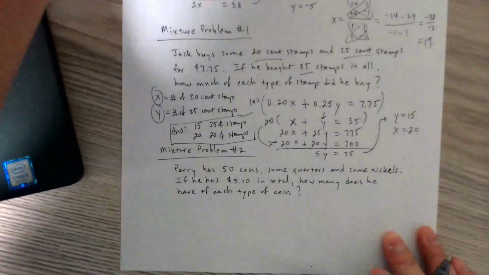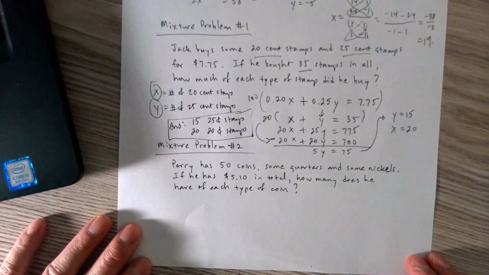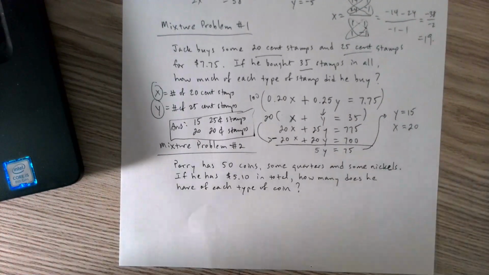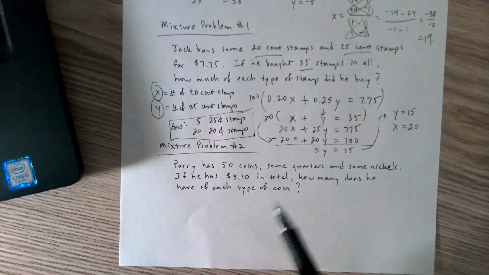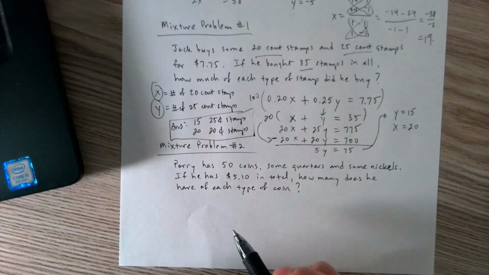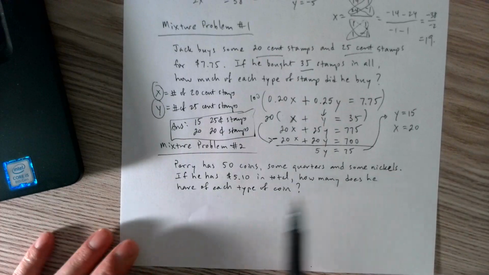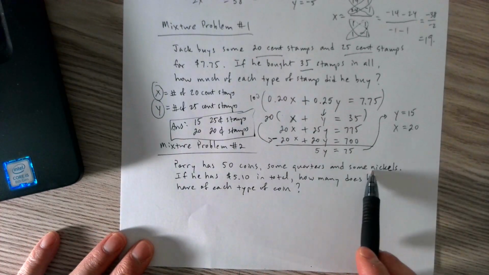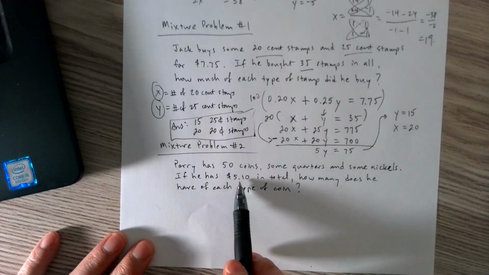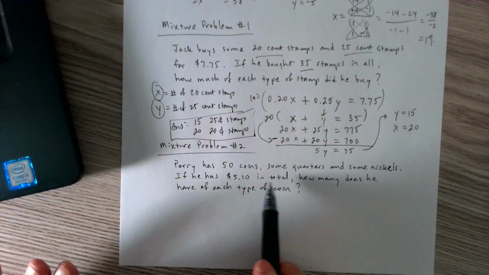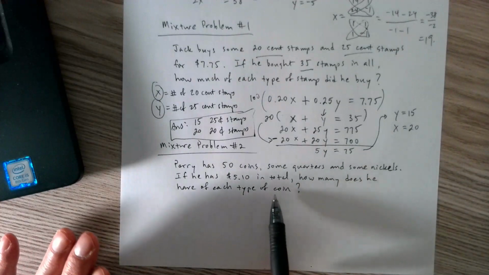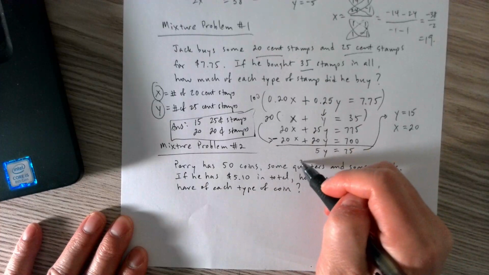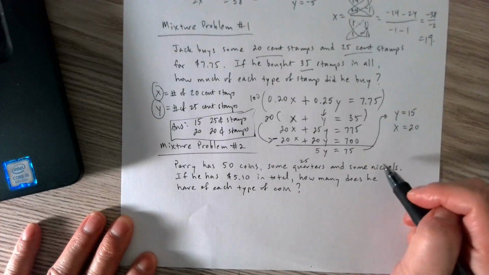Okay, and now we come to the third problem, which is mixture problem number 2. Again, we're going to have two types of things, and those two types happen to be quarters and nickels. Perry has 50 coins. Some are quarters, some are nickels. If he has $5.10 in total, how many does he have of each type of coin? We know that quarters are 25 cents, and nickels are 5.